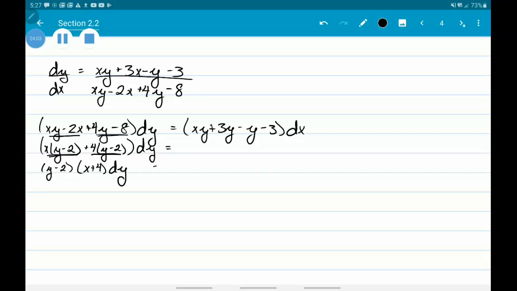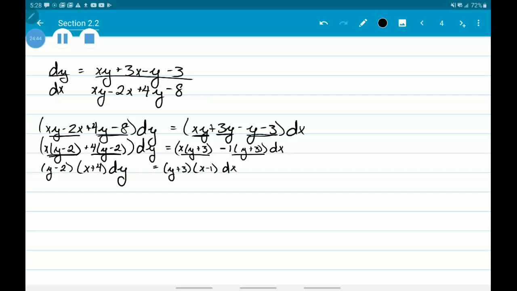We're going to do the same kind of thing on the other side, and let's see if it works out. If we look at the first two terms, we could factor an x out, leaving us with y plus 3. If we look at the second two terms, we could factor a negative 1 out, leaving us with y plus 3. Now these two have a y plus 3 in common, and that leaves us with x minus 1.